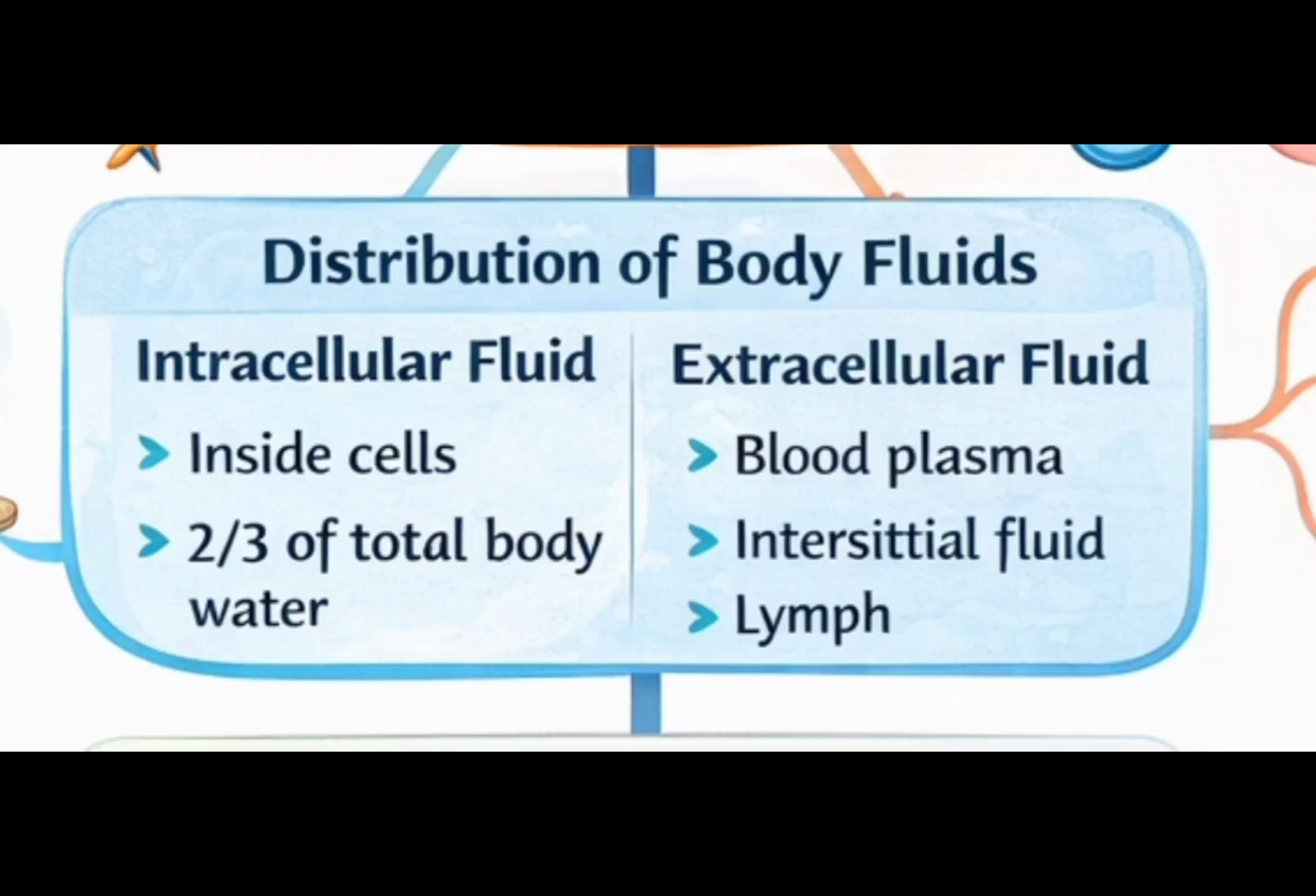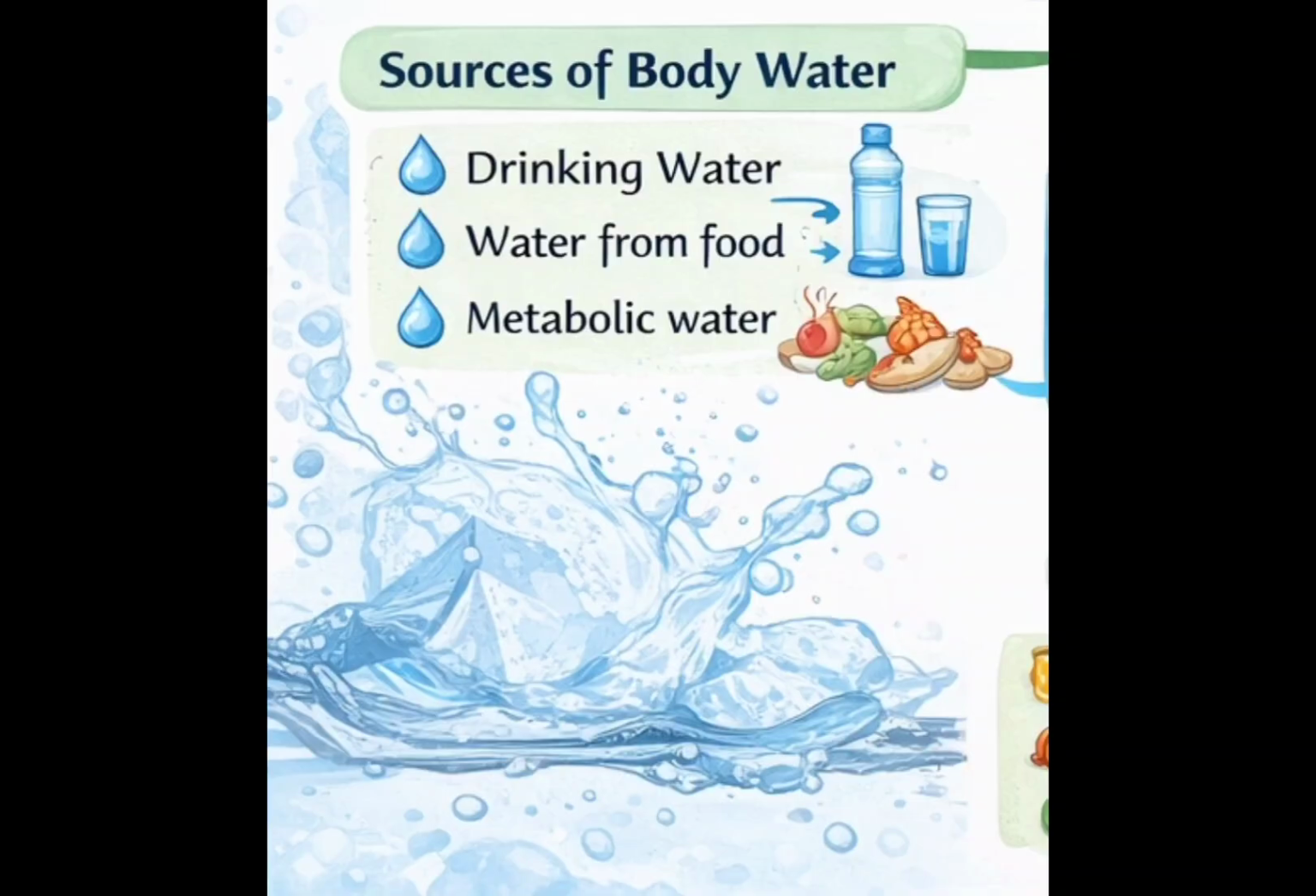Now we're going to discuss the sources of body water. First one is drinking water. That is the major source, often taken through our food and beverages. Next, water from food, like watermelon, many types of fruits, vegetables, and cooked food also contain water. And the third one is metabolic water, that is produced during the oxidation of food substances. The examples are oxidation of fat, carbohydrate, and protein, which also release water.